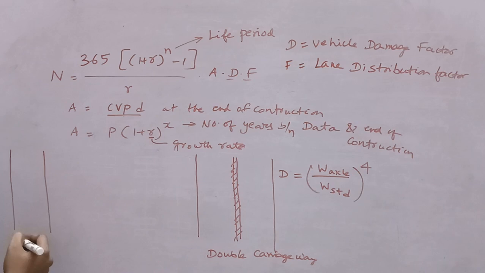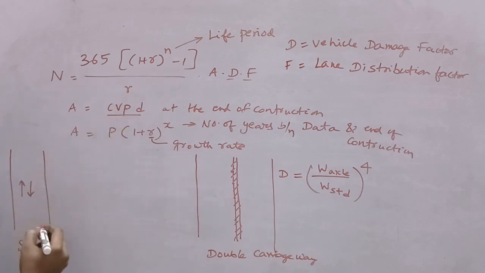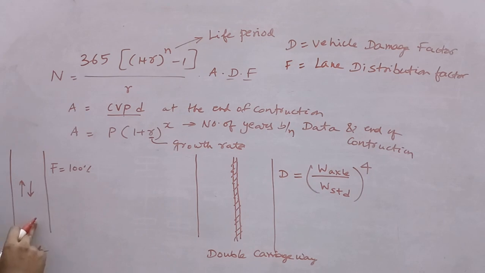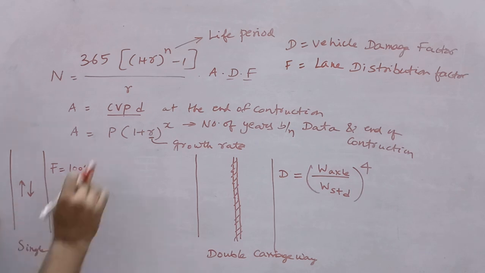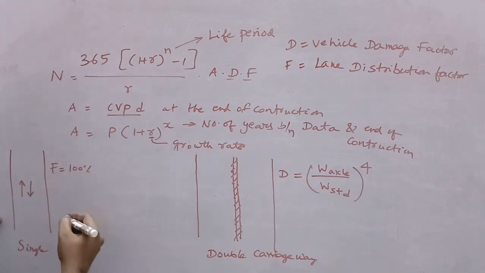Single carriageway, and if the traffic is allowed in both the directions, then that F should be 100%, right? So traffic data is for both sides, and thus F should be 100%, that is 1. That factor is 1.